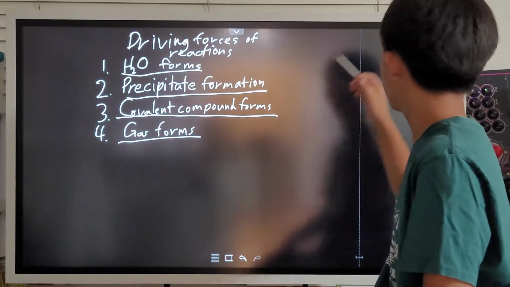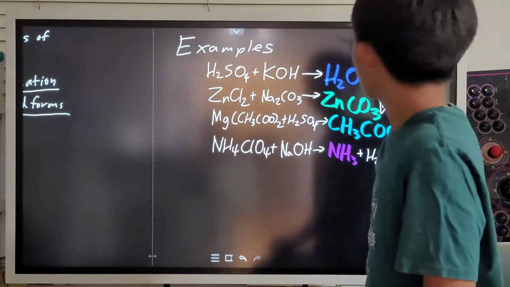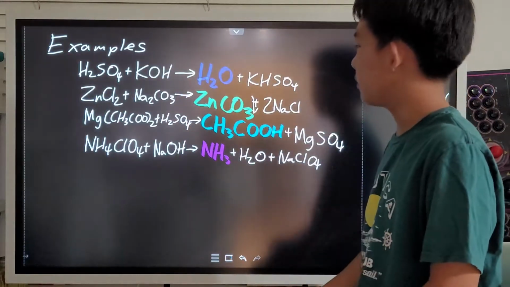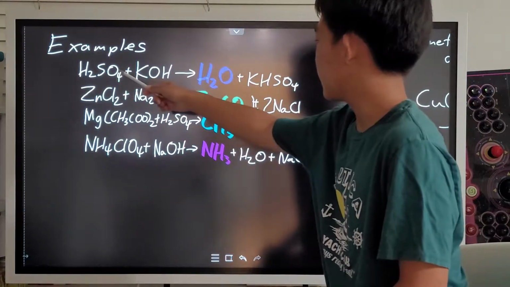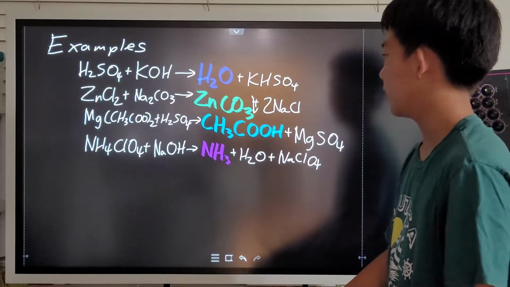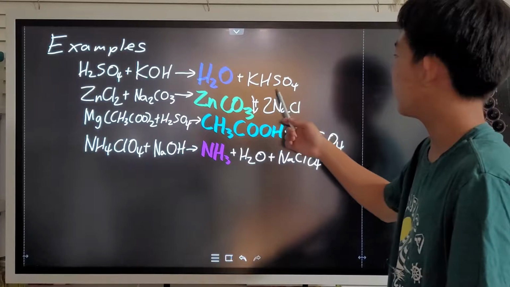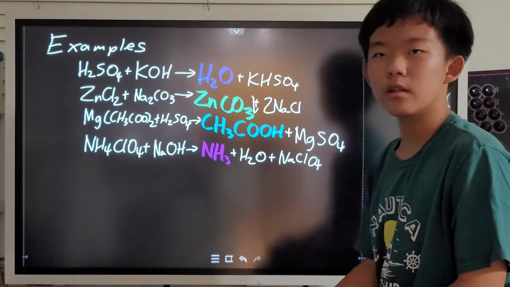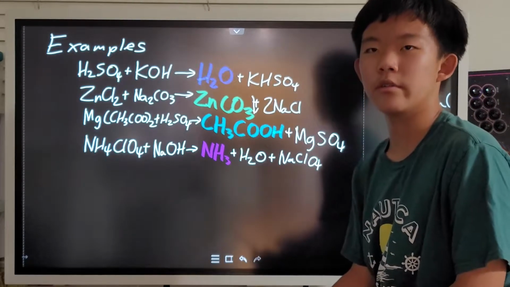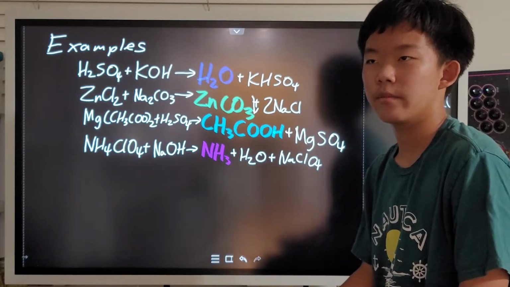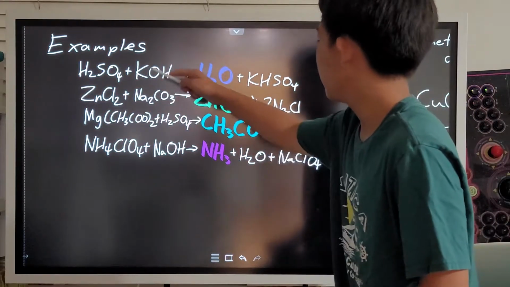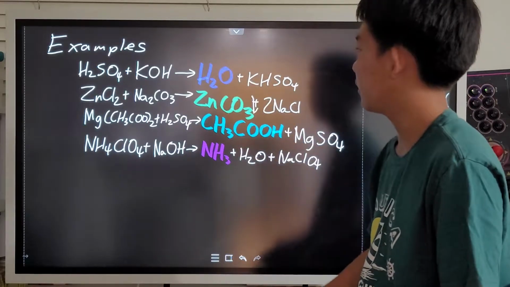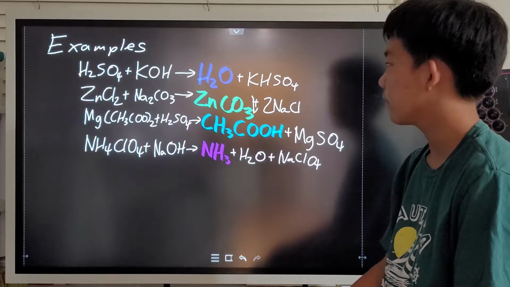Let me show you examples of each and every one of these. For our first example, you can see that sulfuric acid is reacting with potassium hydroxide to form potassium bisulfate and water. Because water is forming here, and because water isn't an acid or base either, in an acid-base reaction, the production of water will drive the reaction to completion.